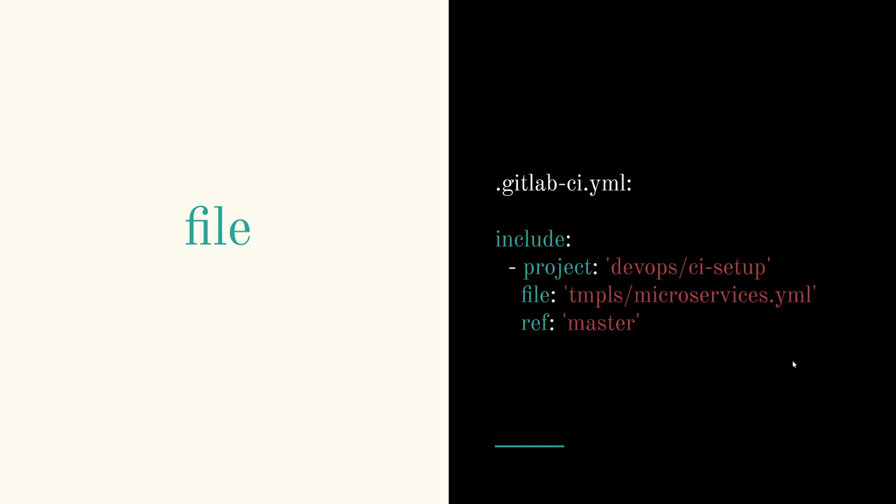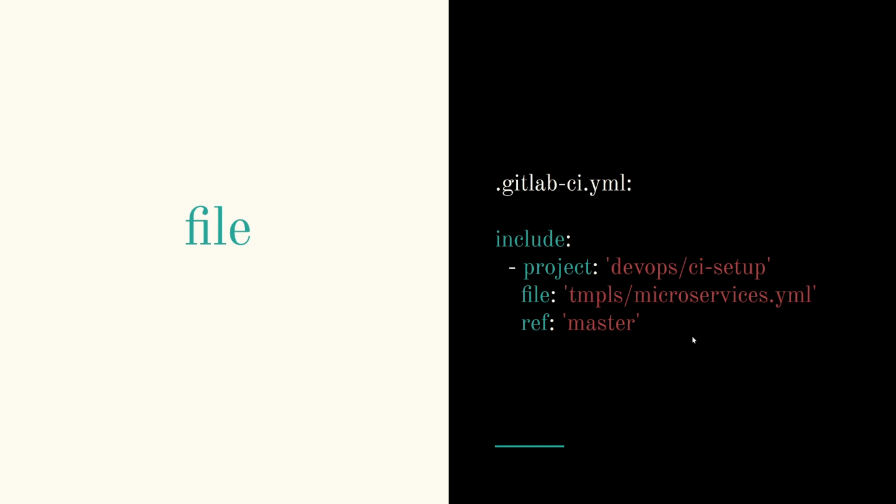Here's the file type. With this type, you can get access to private projects on the same GitLab instance, so you can include files from other projects. It's useful when your projects are very similar and the setup looks almost the same. Then you can just include one template file. If you have microservices, you can create a template and then include this file in every repository with a microservice. So here we want to include a microservice YAML file from a CI setup project from the master branch.